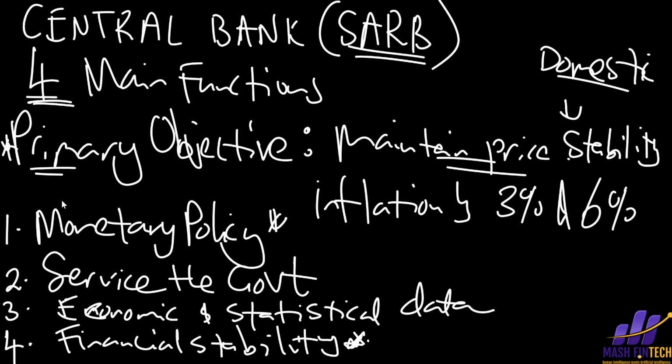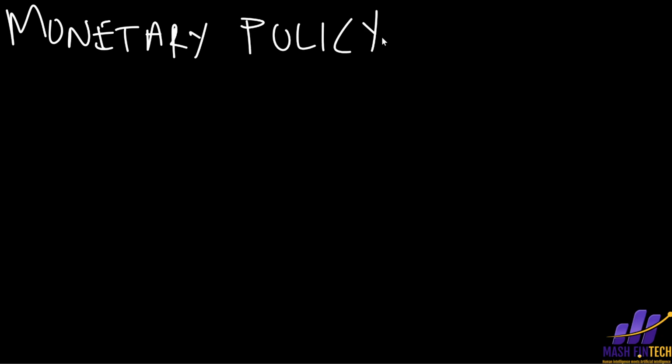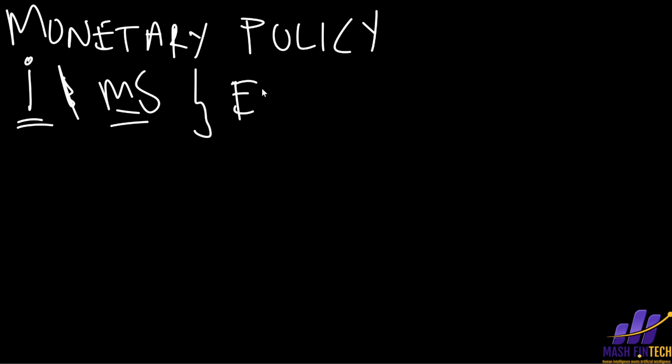Now, to conclude this section, I'm going to talk about this function of the central bank, which is very testable. The examiners like asking this. I'm going to talk about the monetary policy and the tools that the Reserve Bank can use as monetary policy. As I alluded to earlier on, monetary policy is the use of interest rates and money supply to influence economic activity. So they want to influence economic activity.